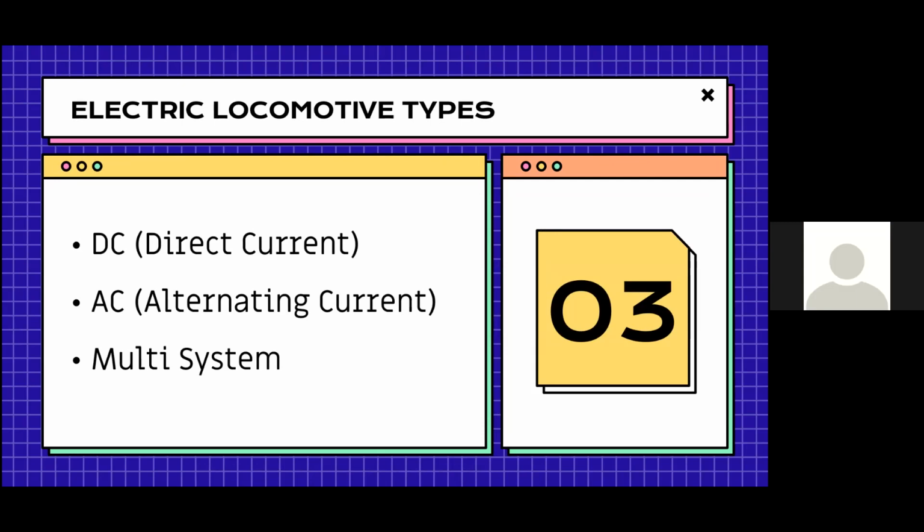Next po is yung electric locomotive types. So meron po tayong 3 types sa electric locomotive. Yung direct current, alternating current, tsaka multi-system. Next slide po.